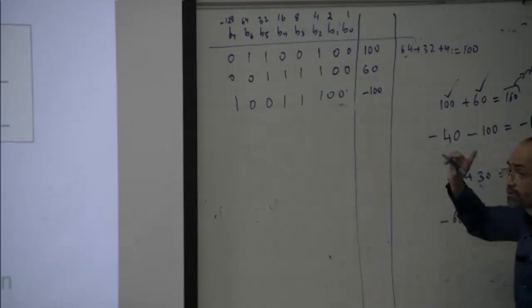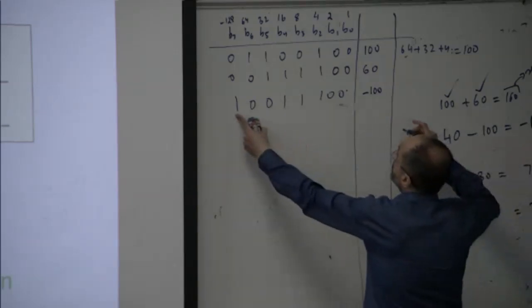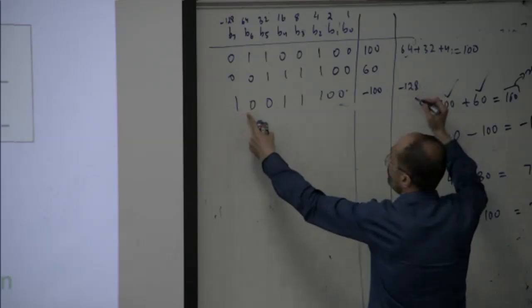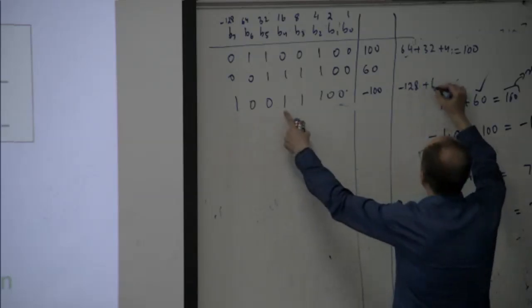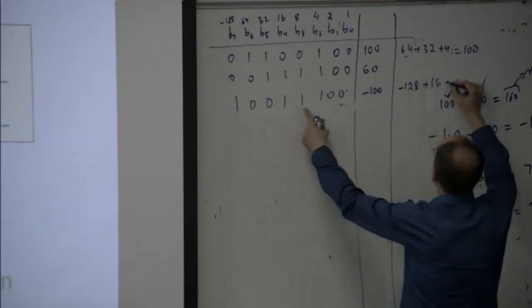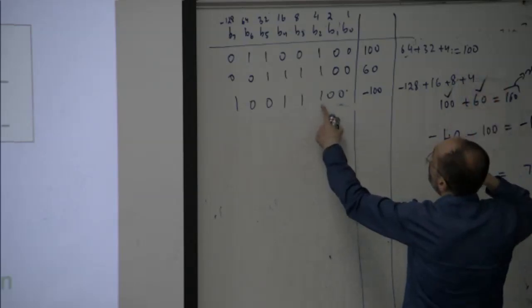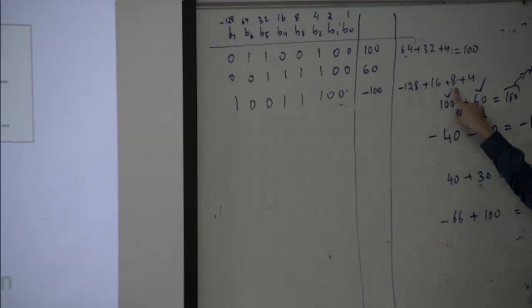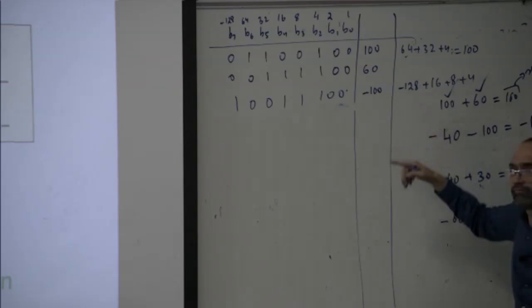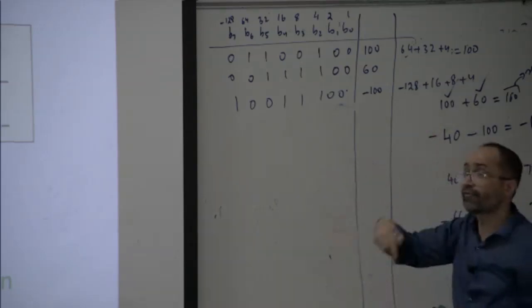Okay, how can we compute it? Please look here. Minus 128 plus what? Plus 16 plus what? 8 plus what? 4. Okay, 16 plus 8 is 24, plus 4 is 28, minus 128. The same thing. So now there are different methods.